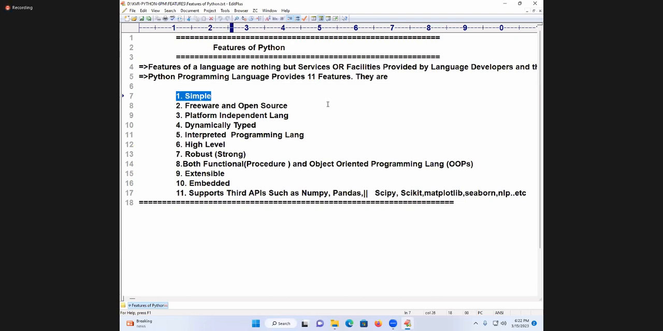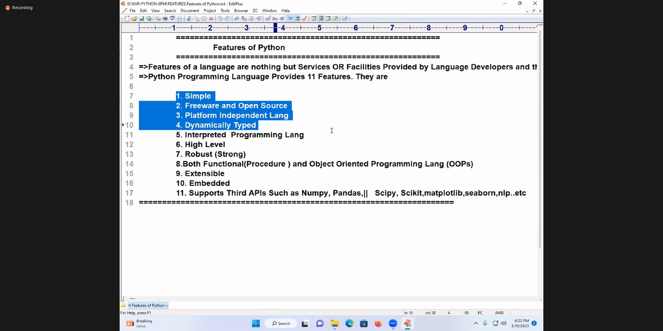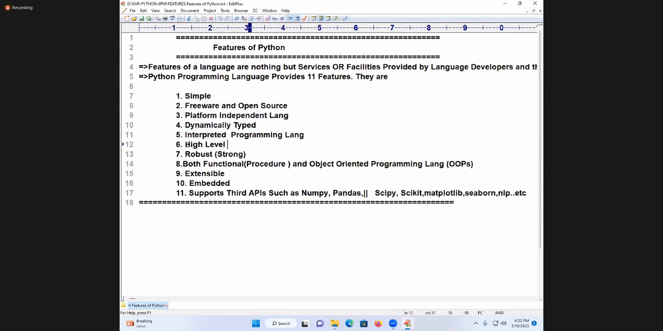Simple, freeware and open source, platform independent, dynamically typed, interpreted. In the last class, it is over. Now I'm going for what?